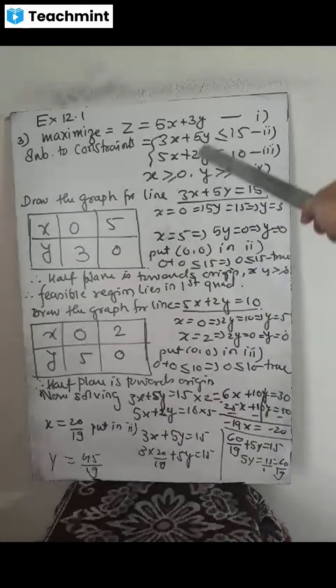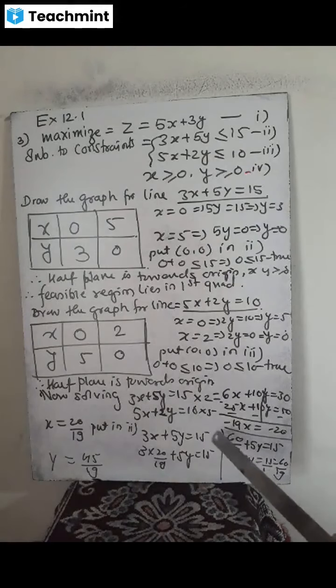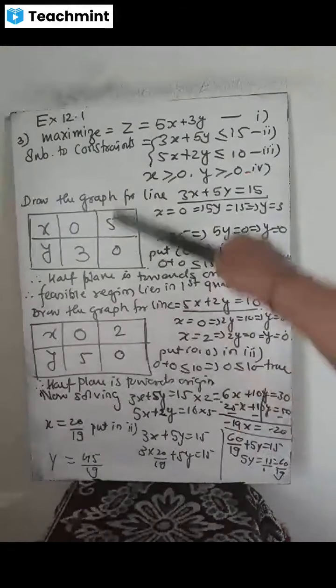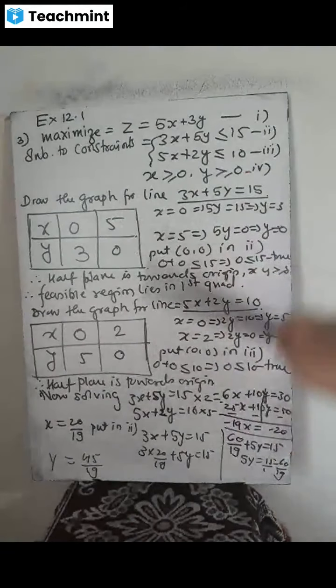Now we will solve these two equations simultaneously so that we get the values of x and y. Why do we require this value? Because after drawing the graph of these two lines there is a point of intersection, and for that we have to find the point of intersection.